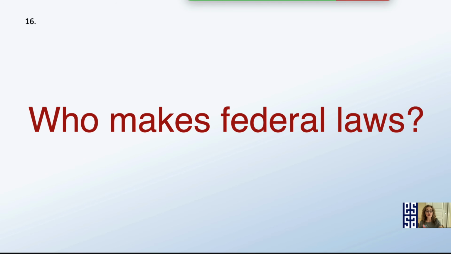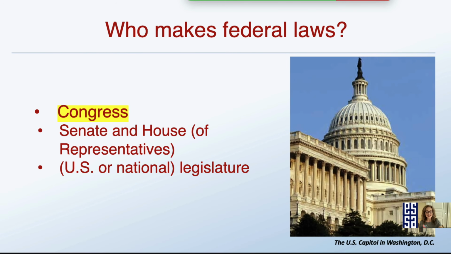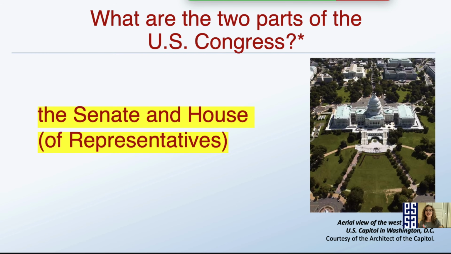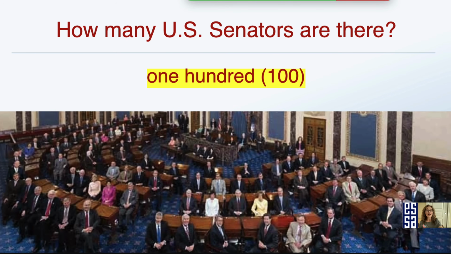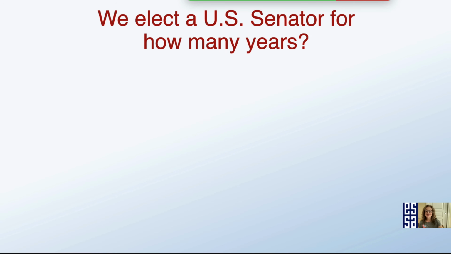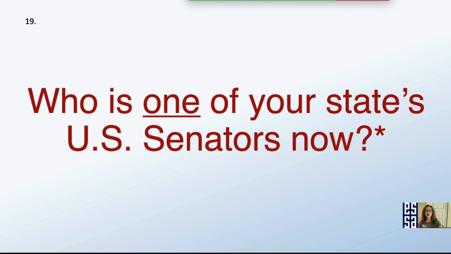Who makes federal laws? Congress. What are the 2 parts of the U.S. Congress? The Senate and House. How many U.S. senators are there? 100. We elect a U.S. senator for how many years? 6 years.